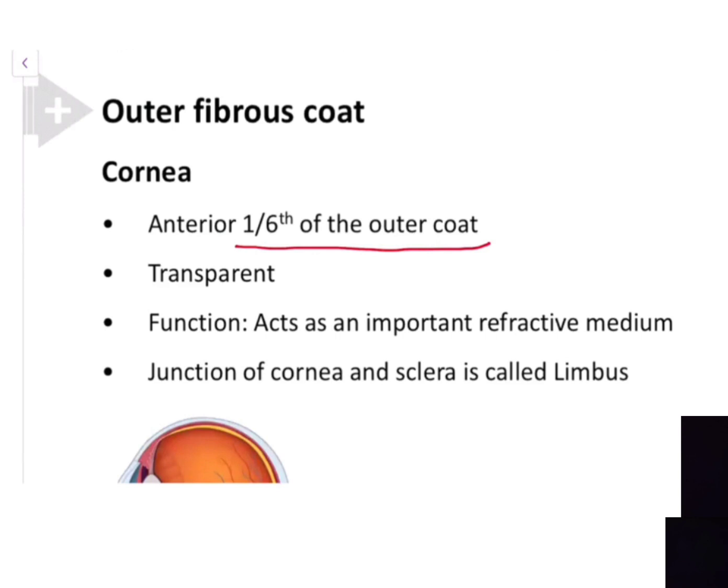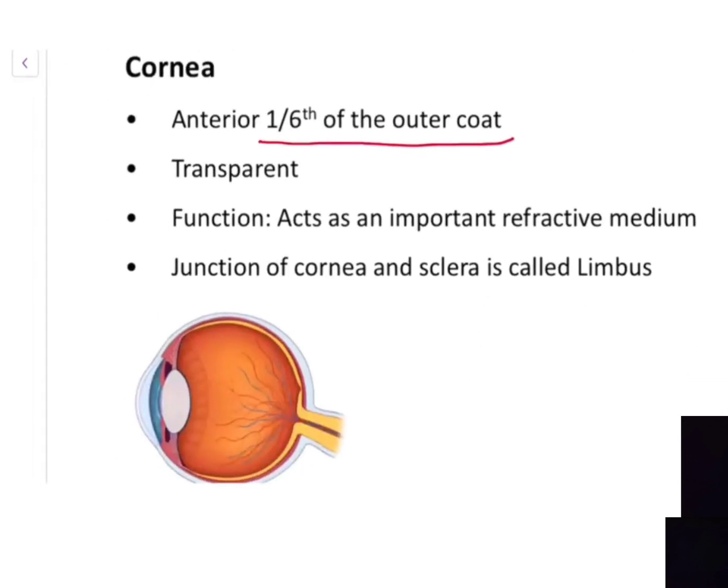And why? What does it do? Because it is transparent and it is the anteriormost structure in the eye, it must allow the transmission of light, correct? But it is not just allowing the transmission of light. These transparent structures in the eye also bend the light rays so that they can meet at a point on the retina. This is called refraction. So this cornea is an important refractive medium, or we should say it is the most important refractive medium in the eye.